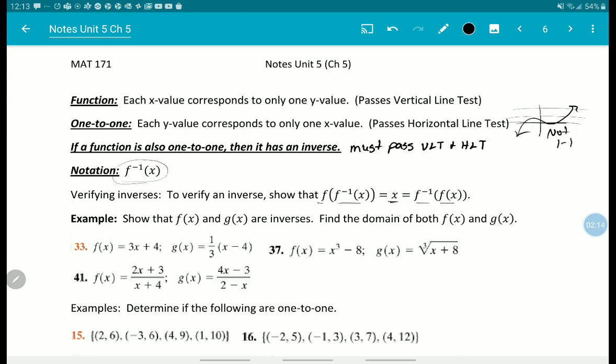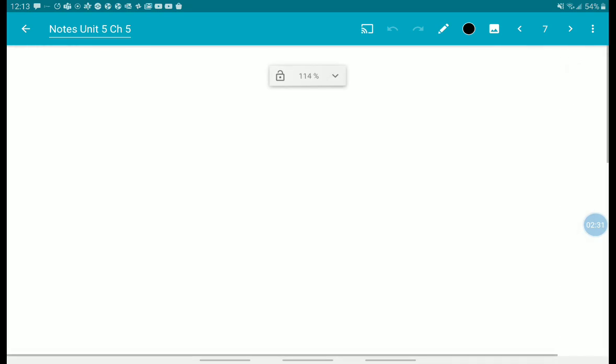You do have to check it both ways. Otherwise, you may not have inverses. It's very possible that one way may give you x, and the other way may give you something different. So you always have to check both. So let's walk through a few examples. I'm going to write these on the next page.